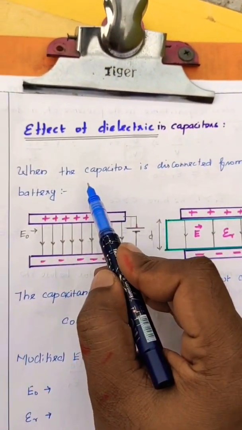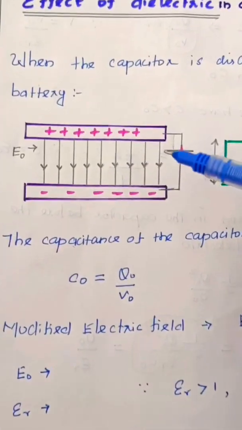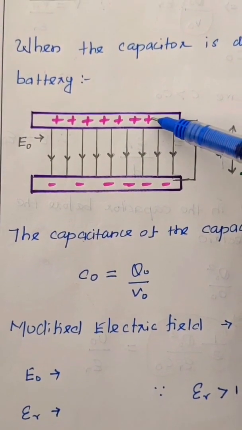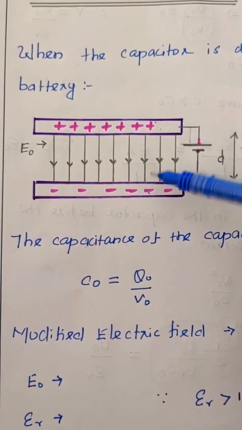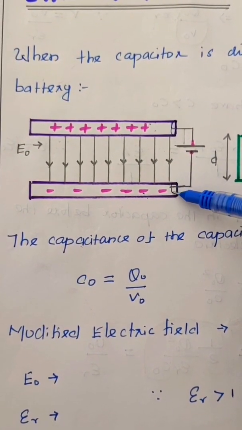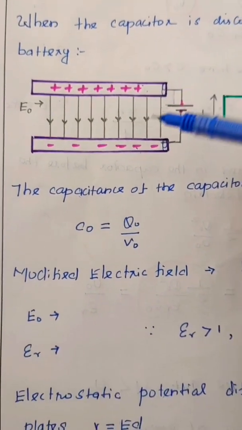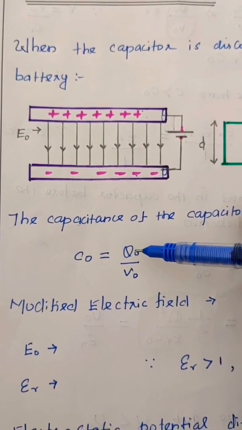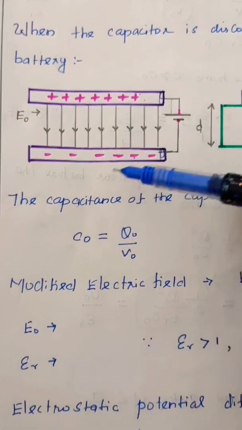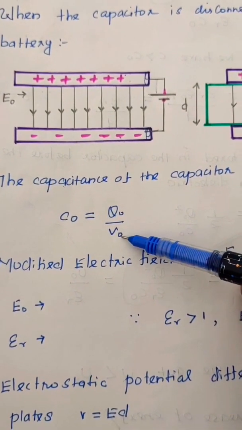The first one is when the capacitor is disconnected from the battery. First one, consider a two parallel plate capacitor having a cross-section area A and separated by a distance D. The charge stored is Q0. The capacitance of the capacitor without dielectric we can write as C0 equal to Q0 by V0.